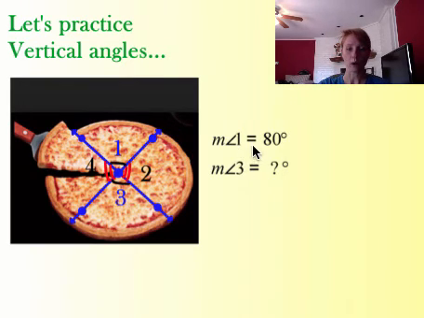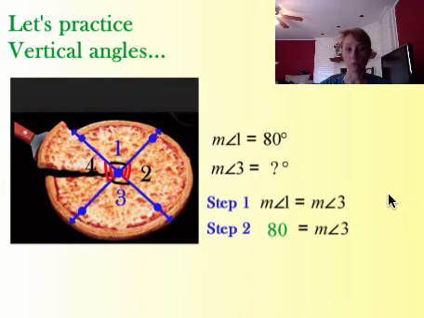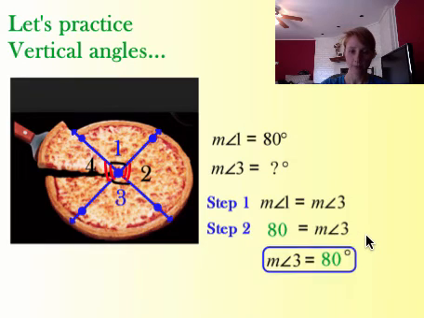So the measure of angle 1, we're told, is 80 degrees, and we want to find the measure of angle 3. Well, we know that they are vertical angles, so I can set up the relationship for our first step that the measure of angle 1 equals the measure of angle 3, since they are vertical and they're congruent. Remember, these arc marks tell us that the angles are congruent, and we can say that they are congruent because they are vertical angles. So our next step is to plug in the value for the angle measure we know, which is angle 1, 80 degrees, which equals the measure of angle 3. So the measure of angle 3 equals 80 degrees.